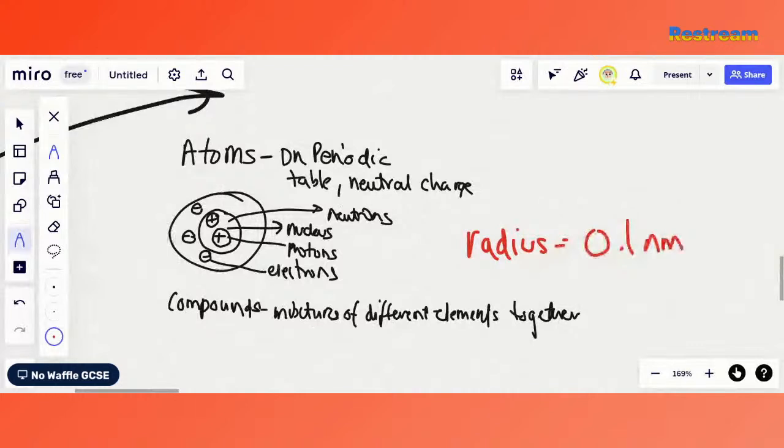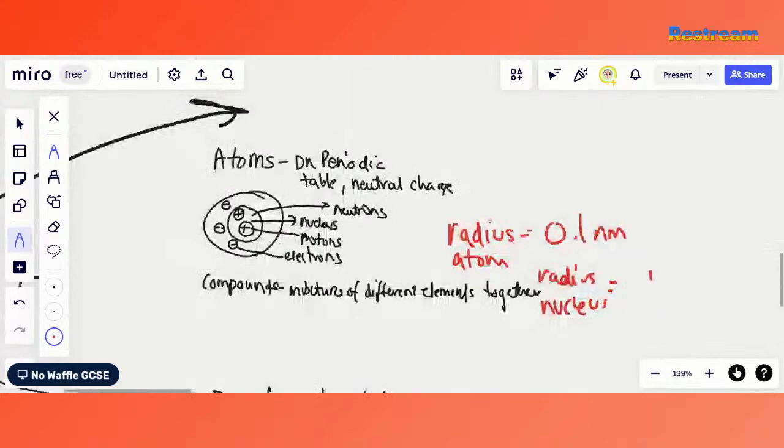The nucleus, as we said, is in the middle of the atom, and it contains protons and neutrons. And the nucleus has a radius of roughly 1/10,000 of the radius of an atom. So the radius of an atom is 0.1 nanometers. Then the radius of the nucleus is 1/10,000 times the radius of an atom. So the radius of a nucleus is 10,000 times smaller than the radius of an atom.